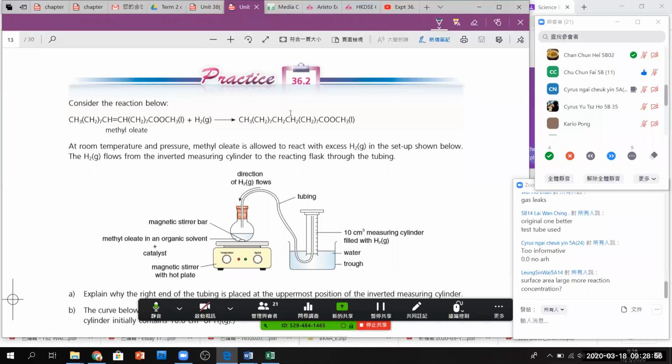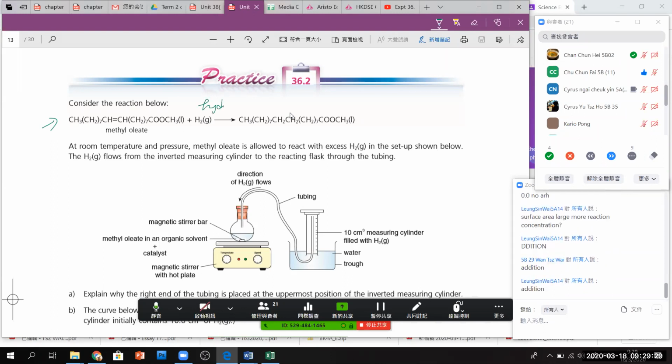So what is the type of reaction? Go back to OChem. What is the type of reaction? You mean addition, right? Addition, yes, that's right. Or we use the term hydrogenation. This carbon-carbon double bond turns to what? Single bond. Okay, hydrogenation. So at room temperature and pressure, you may use that hydrogenation.